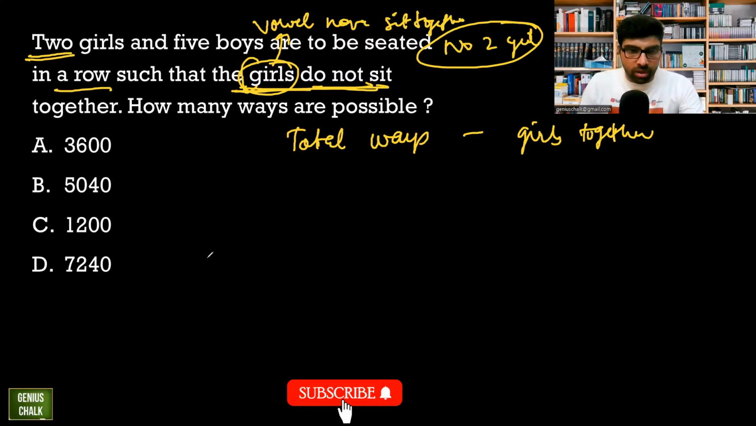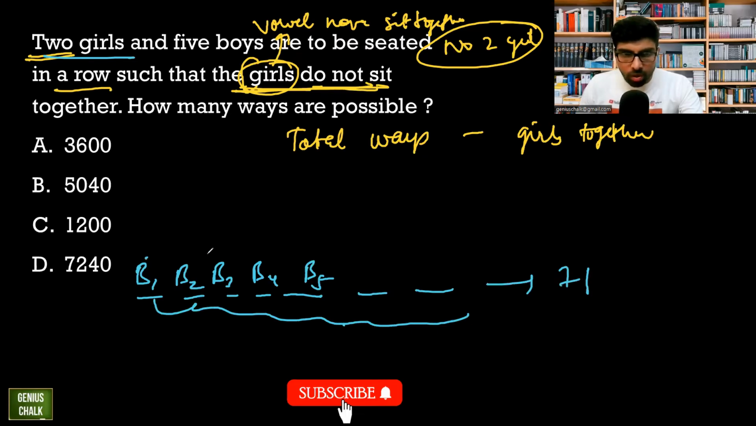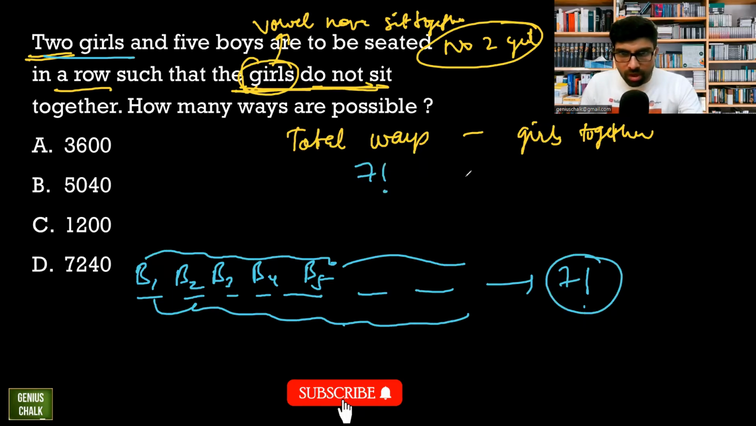The total ways. Now let's see. How many total ways are there? There are 5 boys, B1, B2, B3, B4, B5, so they will occupy 5 factorial. And there are 2 girls as well, G1 and G2, who will arrange themselves in 2 factorial. But they are telling you the total, so these 2 girls will also sit. The total seats are how many? There are 7 seats. All these boys and all these girls will arrange themselves in 7 factorial ways. So total ways are 7 factorial.